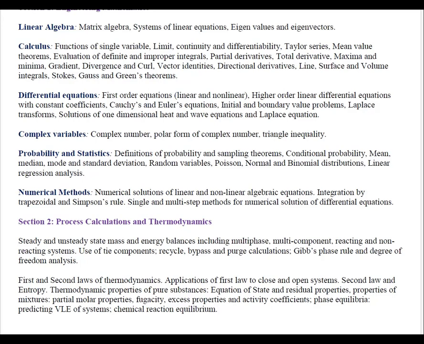The next is probability and statistics. You have to find the mean, median, mode, and the standard deviation. You have to go through all the formulas of this. Then linear regression analysis is there.